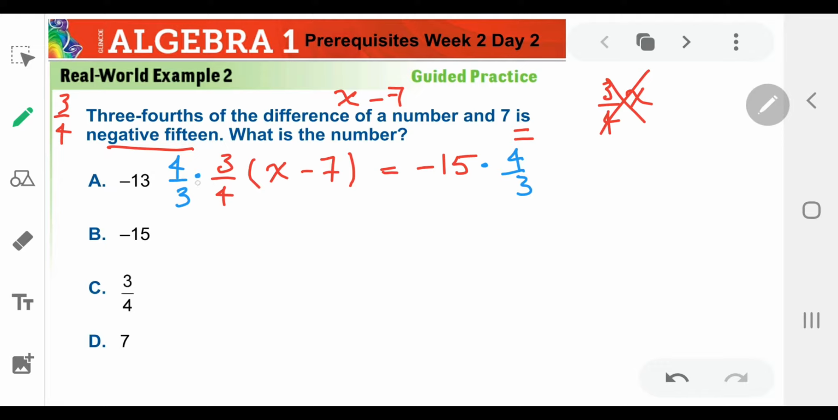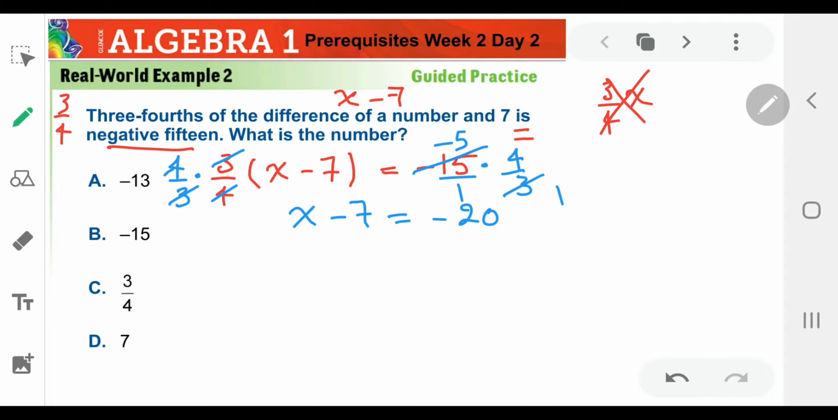You might consider multiplying only the right-hand side to make it easier and faster, getting rid of 3/4 in one step. Now, the 4 will be cancelled with the 4, the 3 is cancelled with the 3, and we have only x minus 7, totally isolated. Negative 15 times 4/3, you might consider cancelling: dividing by 3, negative 15 divided by 3 is negative 5, so you have negative 5 times 4, it is negative 20. Now I have x minus 7 is equal to negative 20. A simple one-step equation.